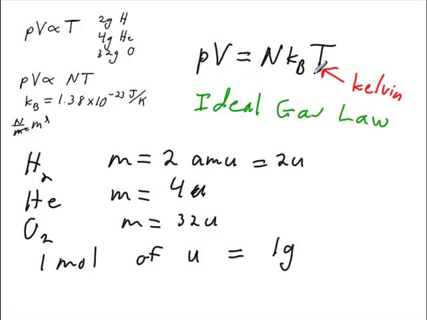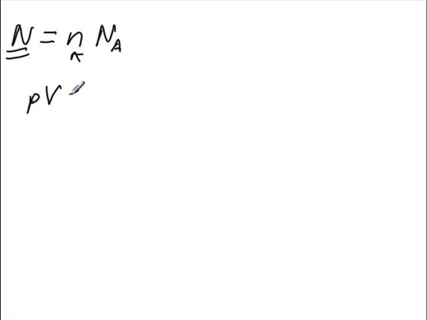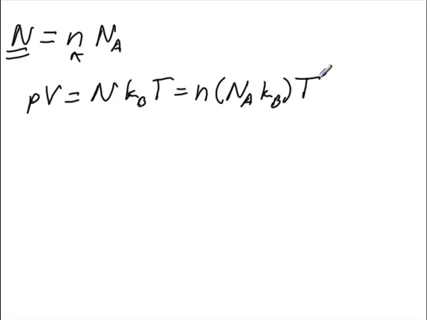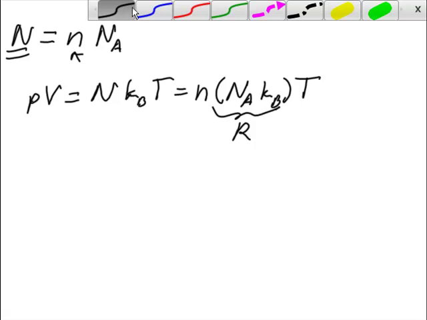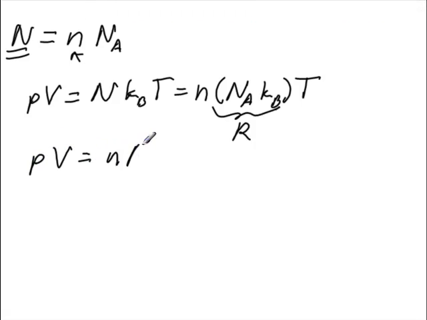Now we can write our ideal gas law in terms of the number of moles of gas. Instead of N, I'm going to say that N, the number of molecules, is equal to the number of moles times Na. Then when I take my equation, PV equals N k_B T, this is the number of moles times Na k_B times T. I can regroup this and call it R. Now we have the ideal gas law in our usual form, PV equals nRT, where R is equal to 8.31 joules per mole Kelvin.